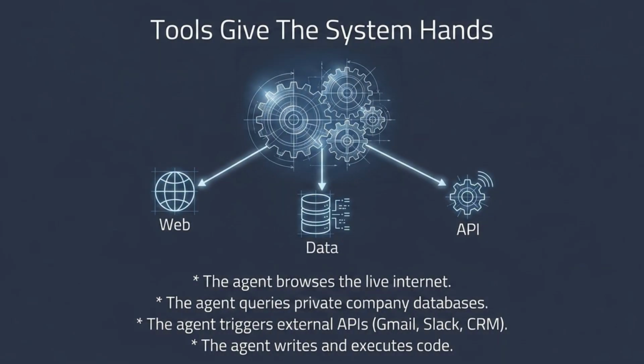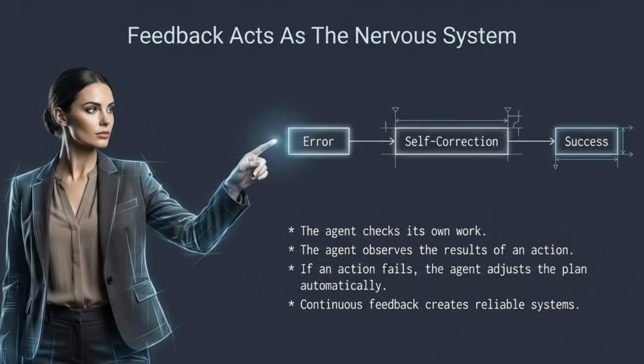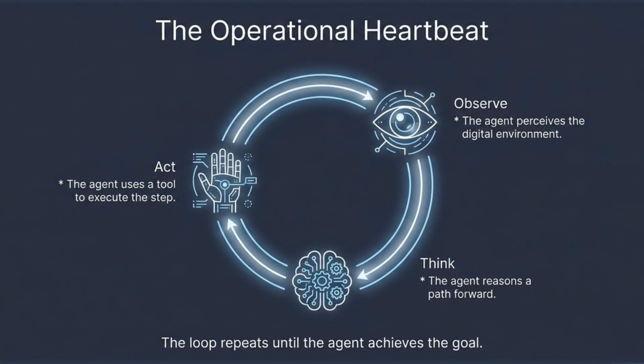Tools provide the system with hands. They allow the agent to browse the live internet, query private databases, trigger external APIs like Slack or CRM, and even write and execute code. Feedback acts as the nervous system. By checking its own work and observing results, the agent can automatically adjust its plans when actions fail, ensuring reliable outcomes. This creates the operational heartbeat, an iterative loop of observing the environment, thinking through the next step, and acting with tools. This cycle repeats until the goal is achieved.